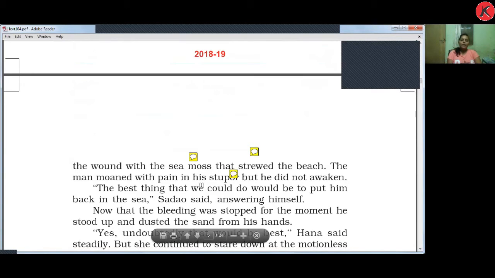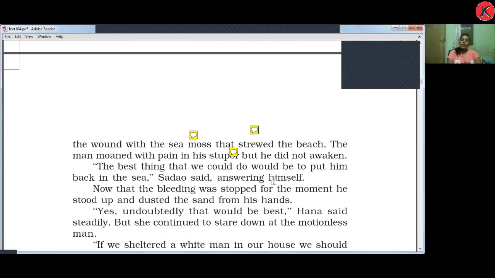The man moaned with pain in his stupor, but he did not awaken. Now when he put that sea moss into that wound, that man was crying out. Moaning means crying in pain, but he was not awakened, because he was in a stupor. Stupor means he was in a state of unconsciousness. That's why he did not awaken. The best thing that we could do would be to put him back in the sea. This is what Sadao said, answering himself, telling himself that there is only one way, to put him back into the sea. Now that the bleeding was stopped for the moment, he stood up and dusted the sand from his hat. Okay.